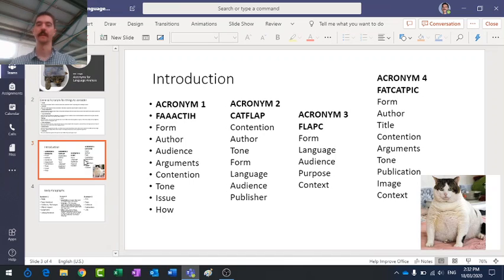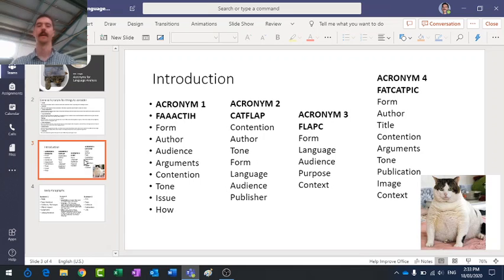And the important part is that your introduction covers all of these things, and most of them can be done within one sentence, like you could tick 3 or 4 of these off within one sentence. And your conclusion is also Fat Cat Pick, but with the things that you don't need to repeat. So obviously in your conclusion you don't need to again tell us the publication, but it's probably worth reiterating the context, for example.